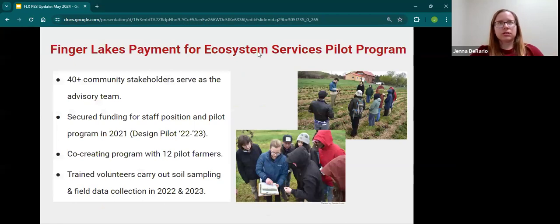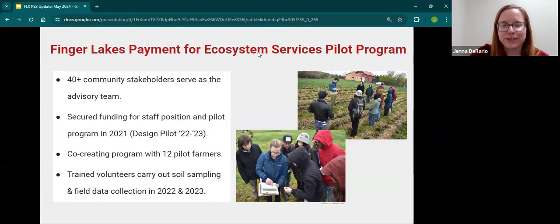So conversations, as I mentioned, have been started around developing a pilot. And from those initial conversations in 2019, what happened was we started developing a group of community stakeholders who were really interested in PES in the Finger Lakes and developing a program that would start as a pilot here in the region, specifically here in Tompkins County, and then branch out to surrounding counties.